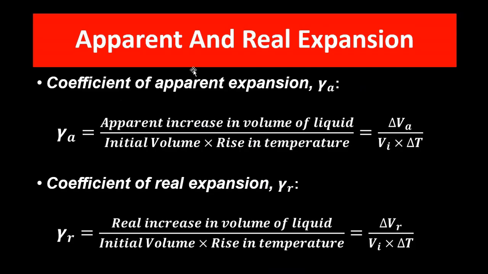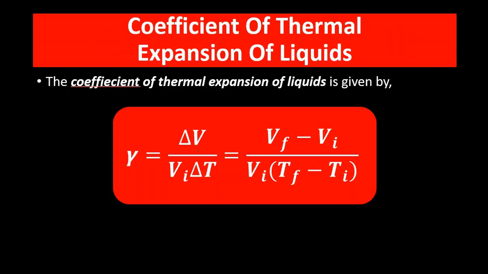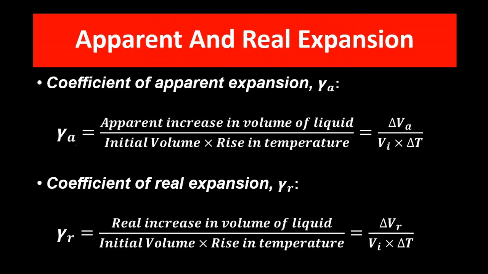So here the coefficient of apparent expansion, volumetric expansion, that is given by apparent increase in volume of liquid by initial volume into rise of temperature. Just we are substituting this with apparent and real. Okay, delta V by Vi delta T. So here apparent expansion gamma is delta Va by Vi delta T, where delta Va is the apparent increase in volume, Vi is the initial volume, delta T is change in temperature. And the coefficient of real expansion is real increase in volume of liquid by initial volume into rise in temperature, that is delta Vr by Vi into delta T.